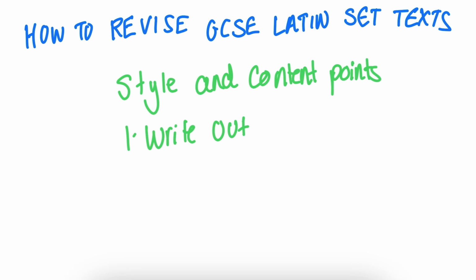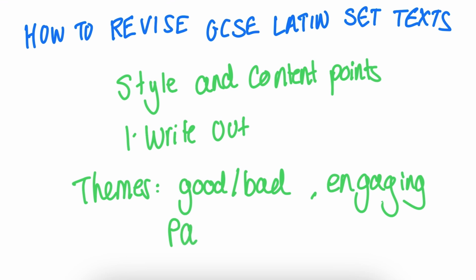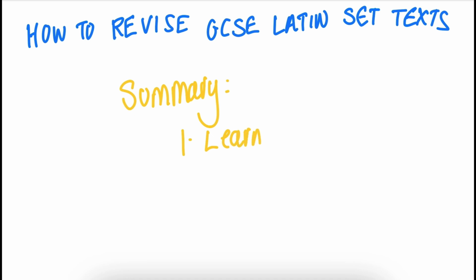Next come the content points, but learning these should be straightforward after you've learned the translation. A good place to start is to prepare points on the following themes: whether the author is a good or bad storyteller, what are the engaging points in the text, and how the author maintains pace when telling the story. These are the questions you're going to get asked time and time again. So, in summary, first learn the text entirely, then start to learn content and style points.